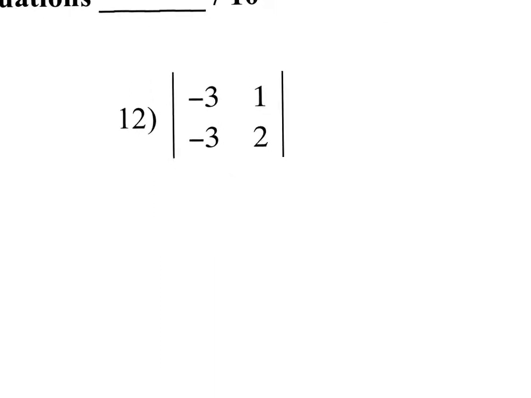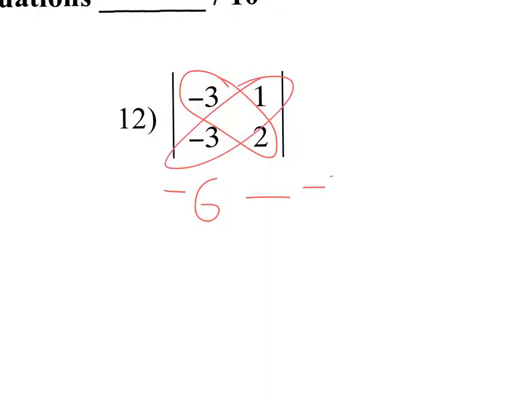For number 12, we're doing another determinant. So negative 3 times 2 is going to be negative 6, minus negative 3 times 1 is negative 3. Negative 3 is our answer.